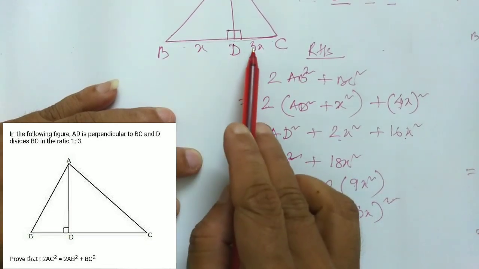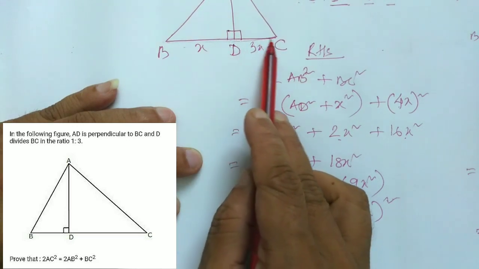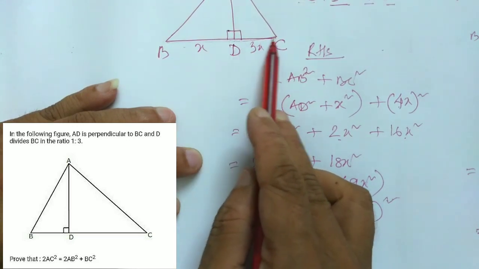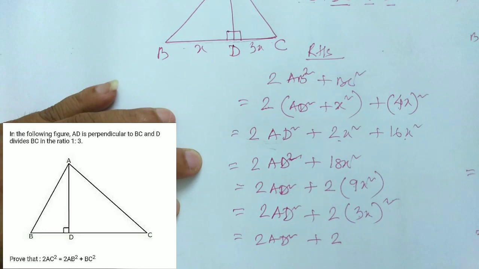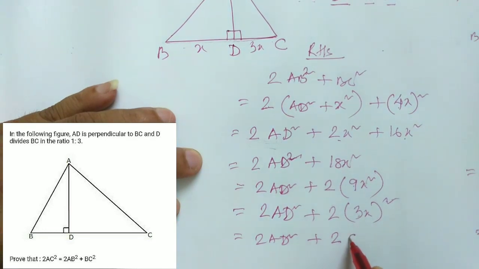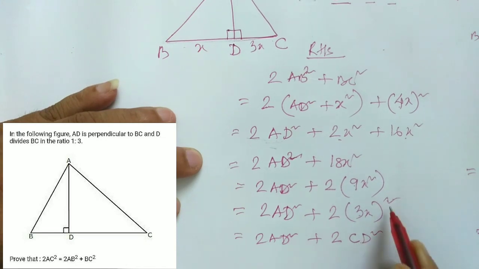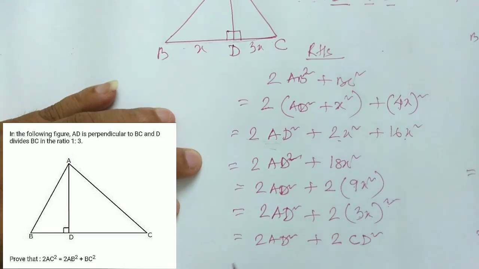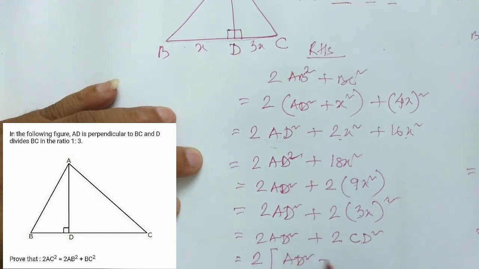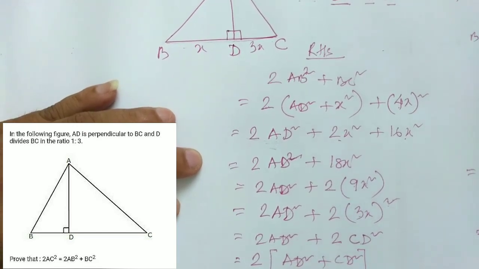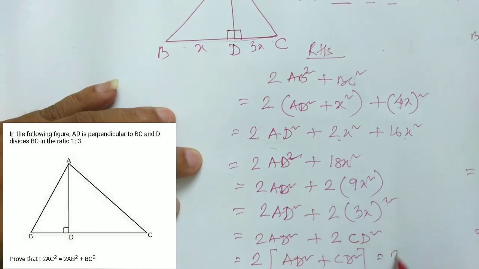What is 3x? Instead of 3x, I can write CD. Yes, CD. So I am writing CD square, because 3x is CD and this is squared, that's why square. Now let us take common 2. What is left? AD square plus CD square. Okay, now equal to 2.